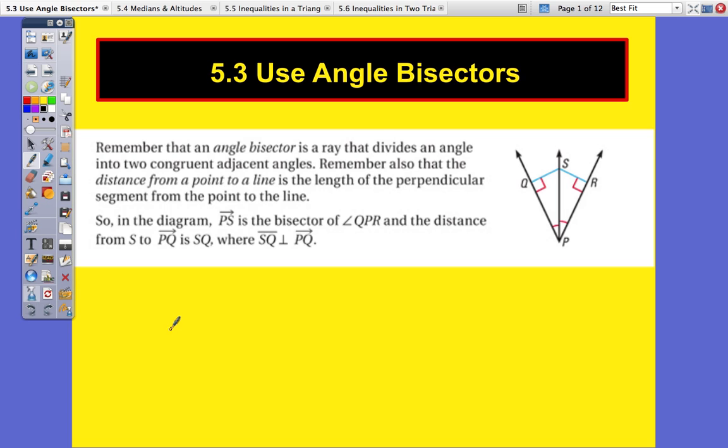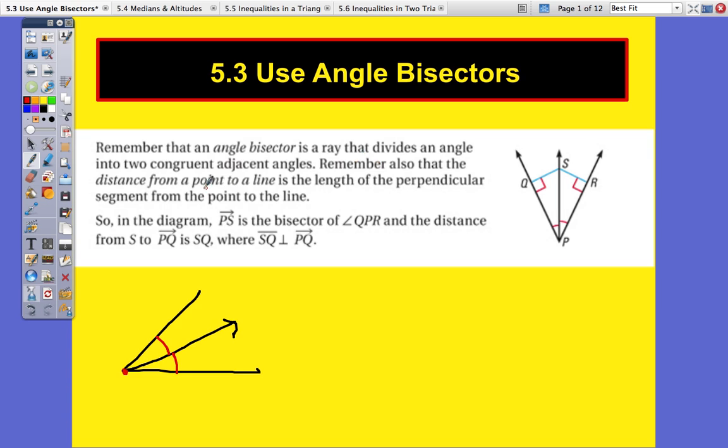So I'll remind you, here we have an angle. If we draw an angle bisector, what the angle bisector does is that it splits the angle into two congruent parts. These congruent parts are adjacent, meaning they share a vertex and they share a ray. These angles are right next to each other and they're congruent because the angle bisector splits them in half.